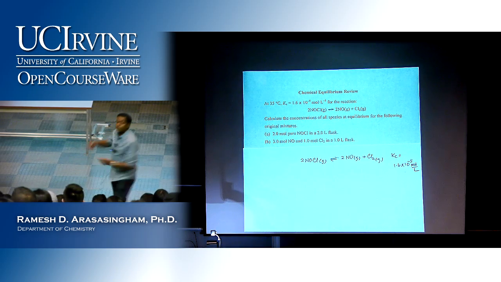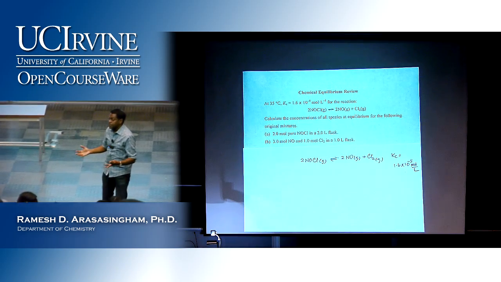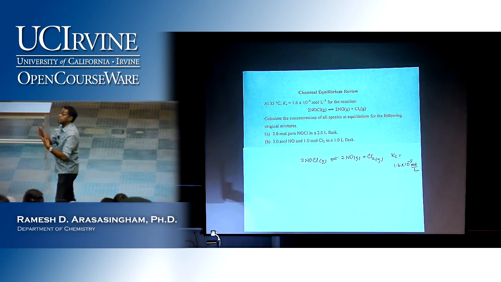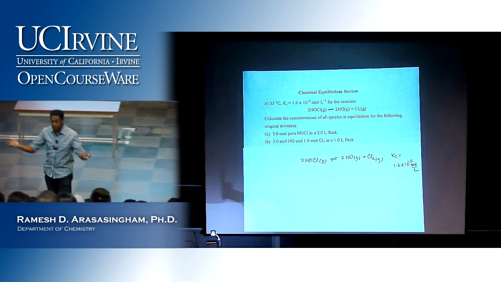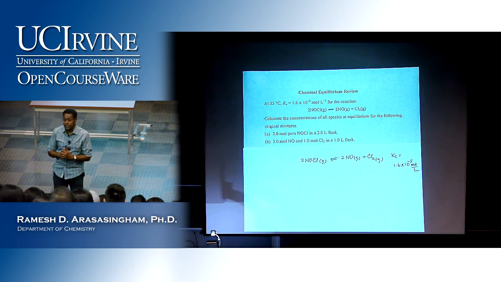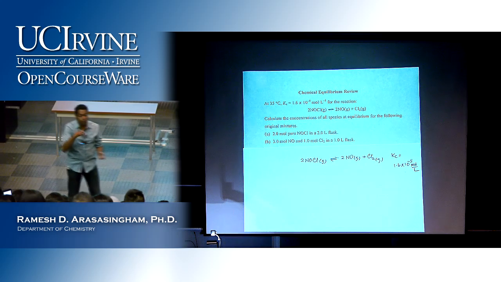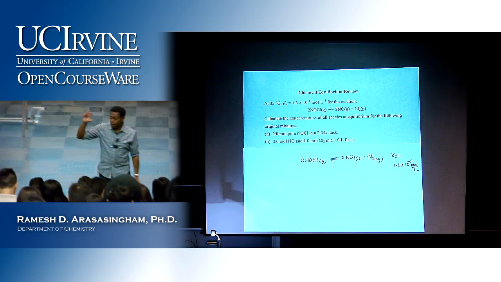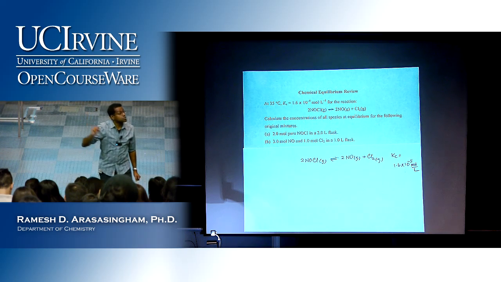If it's 10 to the negative 5, what does that tell you? You have only 1% product, and you have 99% of unreacted reactants. Do you understand that? So that's the first important take-home message. And that's why you write the K value right next to the equilibrium, so that when you look at the magnitude of that number, you have an idea of to what extent that reaction took place.